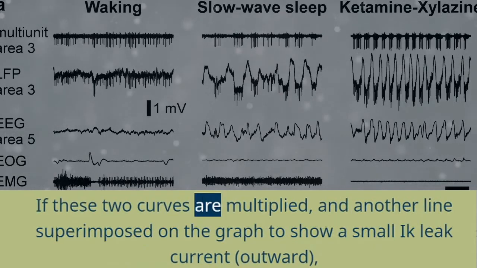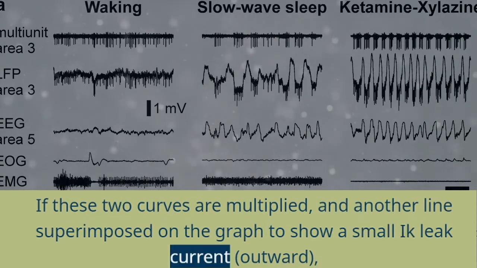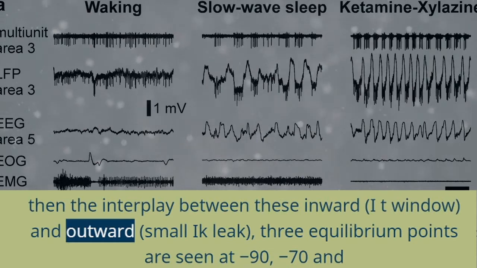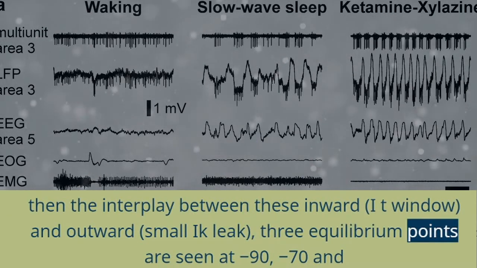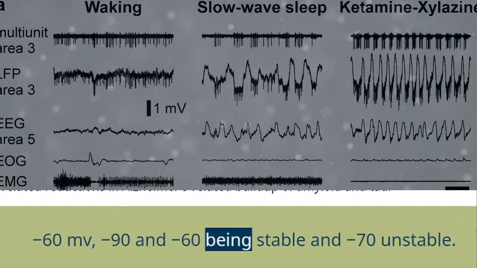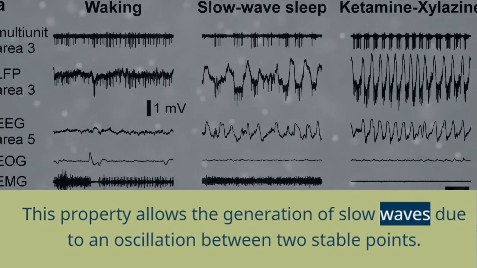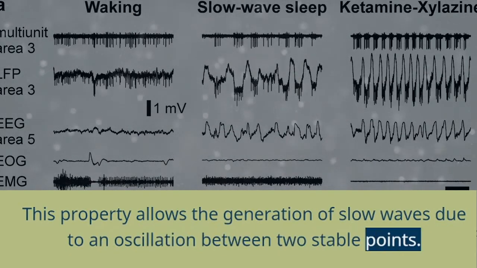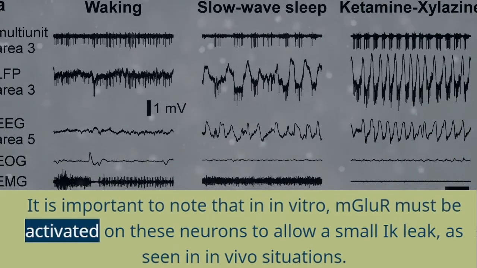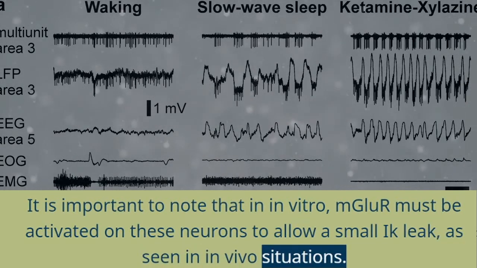If these two curves are multiplied, and another line superimposed on the graph to show a small leak current, outward, then from the interplay between the inward IT window and the outward leak, three equilibrium points are seen at -90, -70 and -60 mV, with -90 and -60 being stable and -70 unstable. This property allows the generation of slow waves due to an oscillation between two stable points. It is important to note that in vitro, GluR must be activated on these neurons to allow a small leak, as seen in in vivo situations.